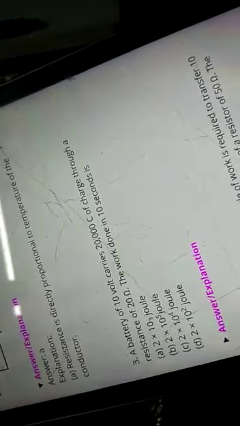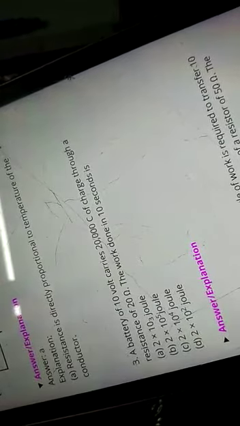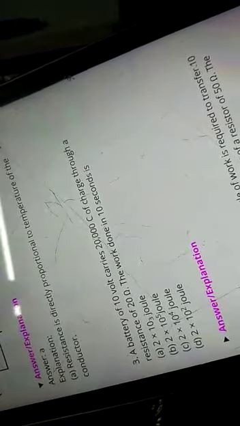Time is also not required here. So W is equal to Q into V. So Q is 20,000 and V is 10 volt. So if you multiply 20,000 into 10 volt, the zeros will add up, so the number of zeros will be 5.